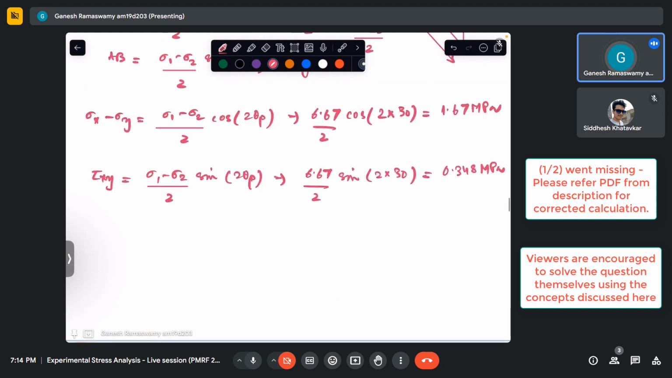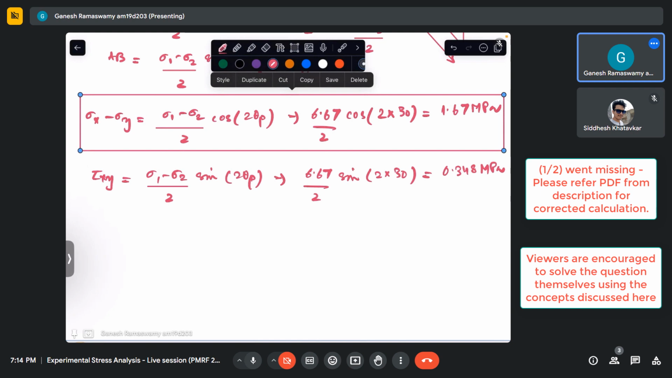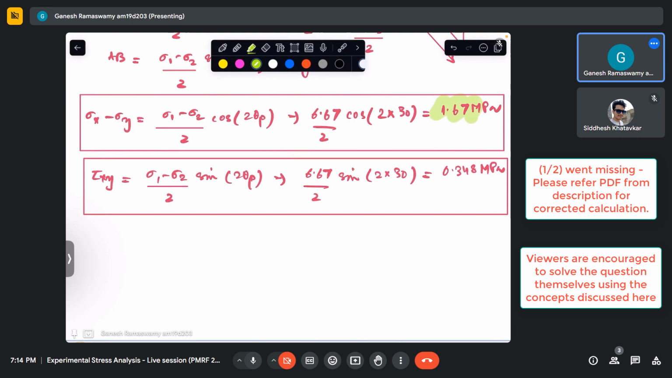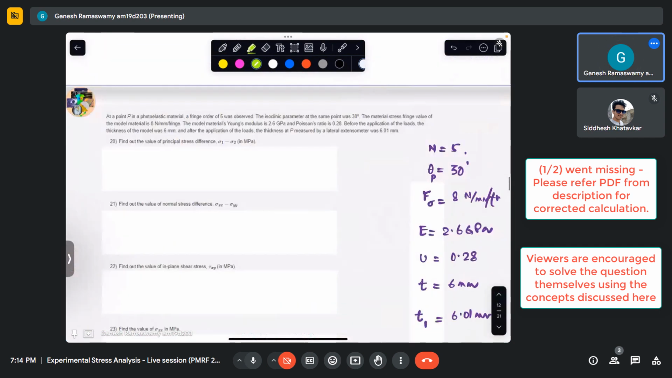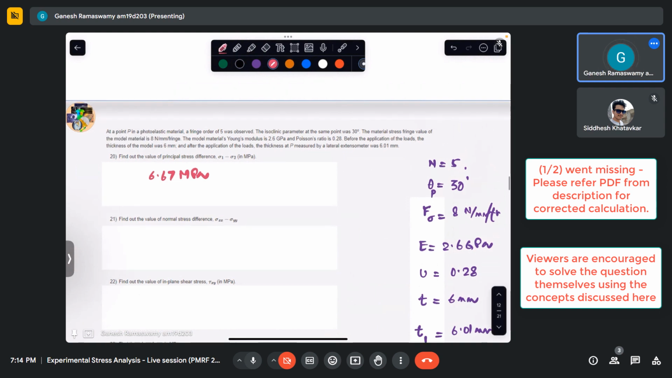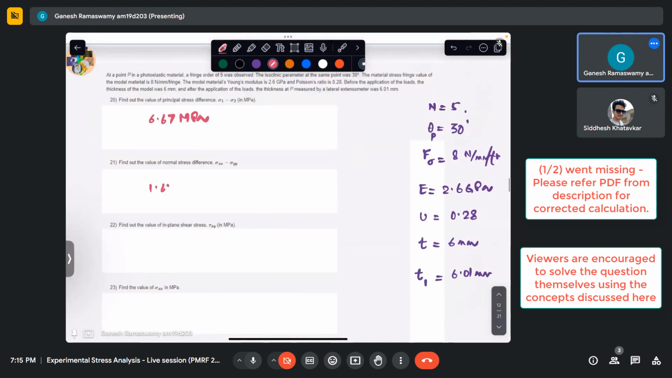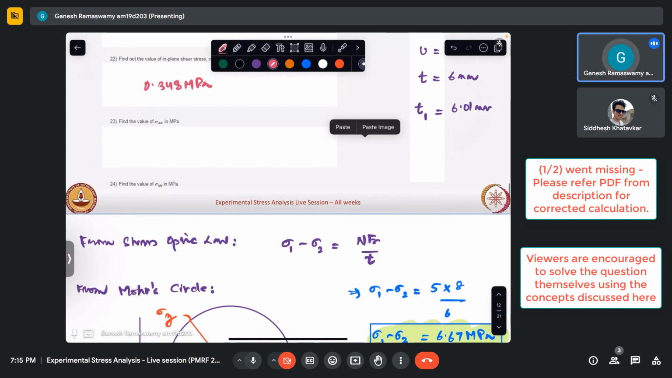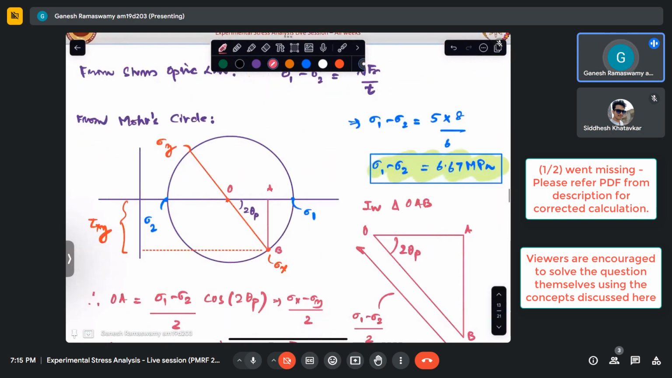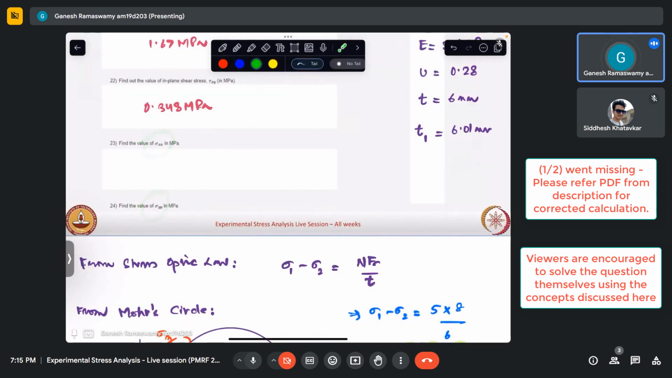Okay, so we have got these two quantities. So let us report that 1.67, 0.348. So this came out to be 6.67 MPa. The difference in the normal stresses comes out to be, what was it? 1.67. This is 0.348 MPa. Now we have been asked to find what is sigma x, that is the separated stress, and also sigma y. We have to separately find that.